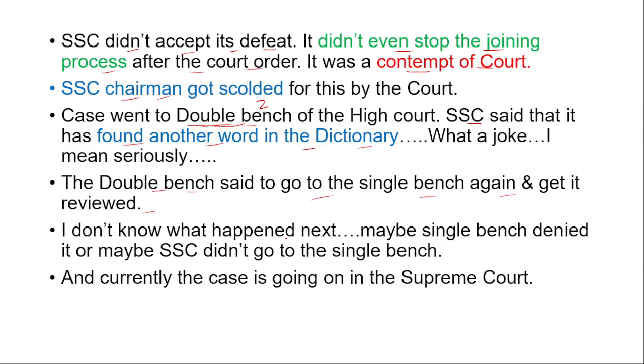So I don't know what happened next. Maybe the SSC went to the single bench and the single bench denied it, or maybe SSC didn't go to the single bench. And currently the case is going on in the Supreme Court. And I don't know till when the case will go on. When the result comes, I will tell you.